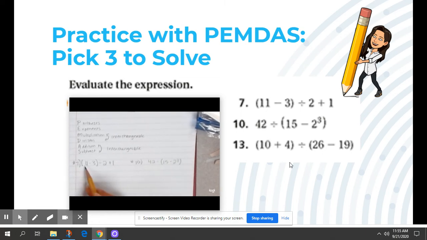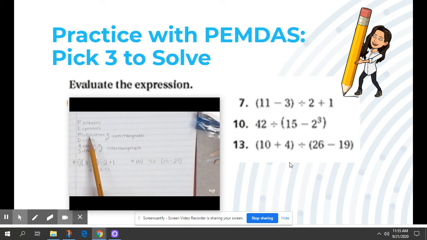So for number 7, if I'm looking at, please excuse my dear Aunt Sally, you want to start with the parentheses. So these are my parentheses right here. I would start with what's inside. So what's inside is 11 minus 3. 11 minus 3 is 8, and then I'm going to drop everything down. The next one would be exponents. I don't see any exponents in here, so I'll skip that step.